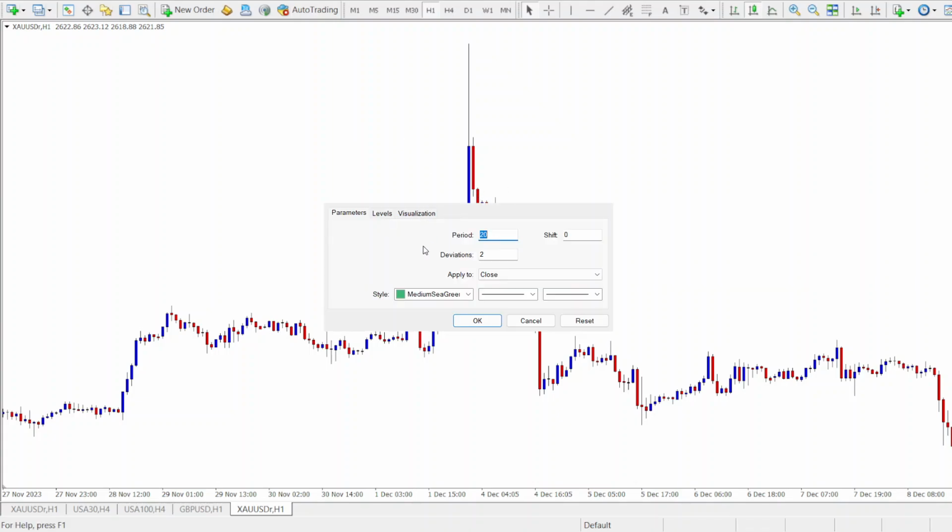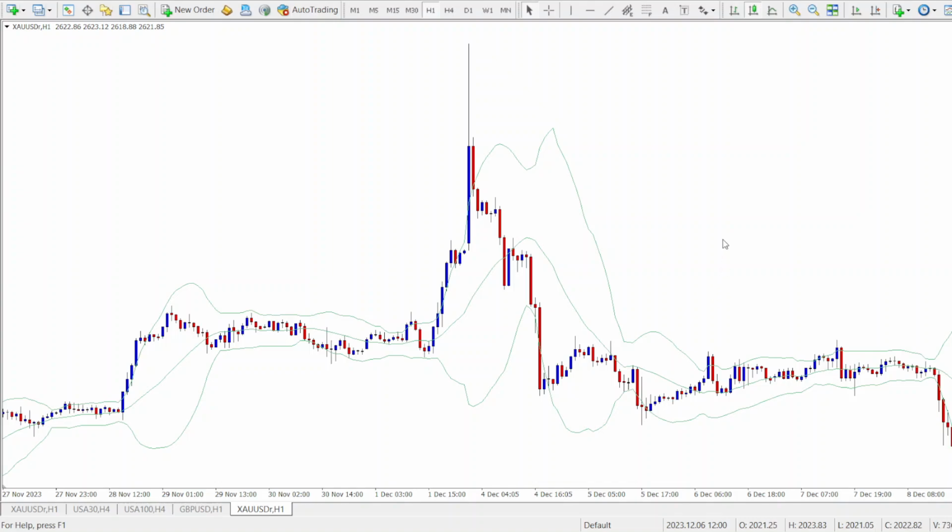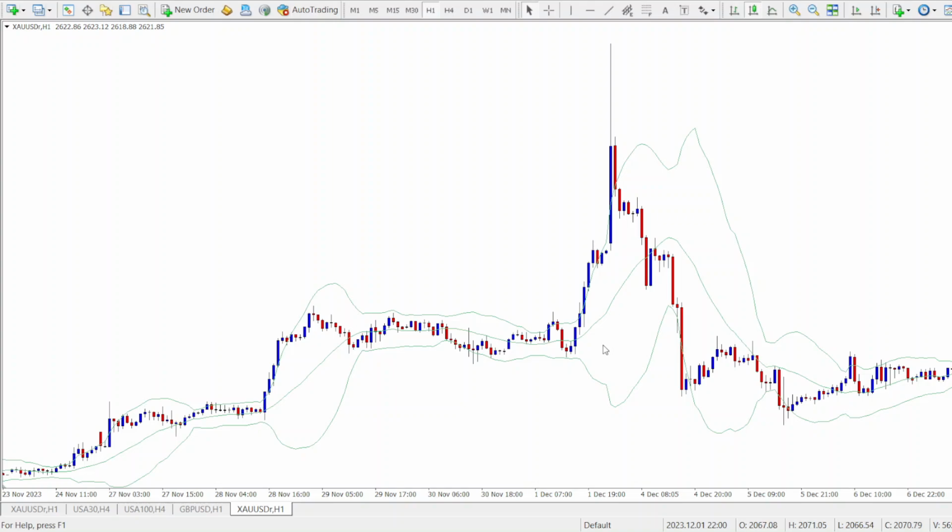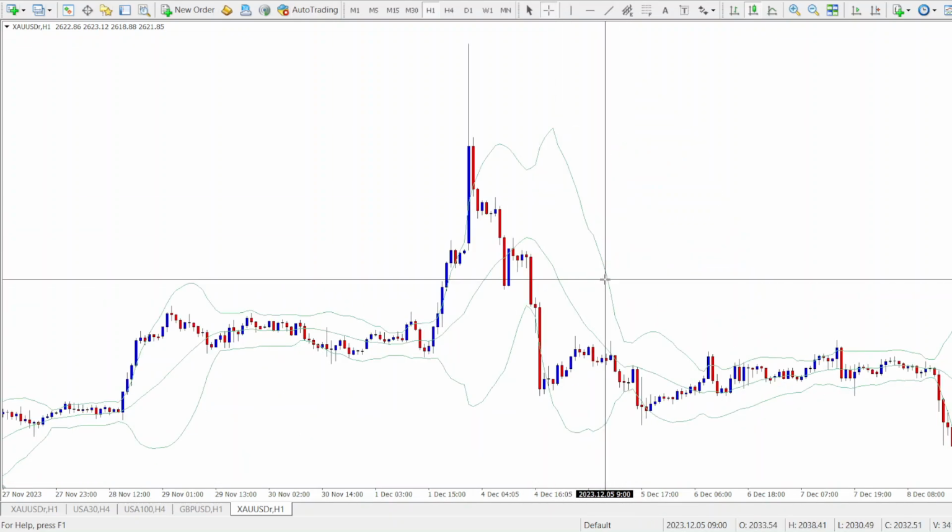First of all, let us add the Bollinger Bands to our chart, right? We're just going to use the default parameters. Just click on OK. Now the Bollinger Bands consist of three lines, as we can see displayed before us. We have the upper band, which is two standard deviations above the middle band. We have the middle band, which is a 20 period simple moving average by default. And we have the lower band, which is two standard deviations below the middle band. Now, these bands expand and contract based on market volatility, providing valuable insights for traders.